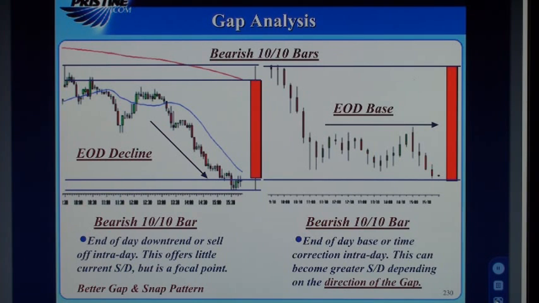were declining at the end of the day or whether they were basing at the end of the day. Daily bars will look very similar, but looking inside of them, or taking that x-ray inside those bars, can reveal a very different pattern. So with the bearish bars that are falling at the end of the day, these will provide better gap and snap type patterns.